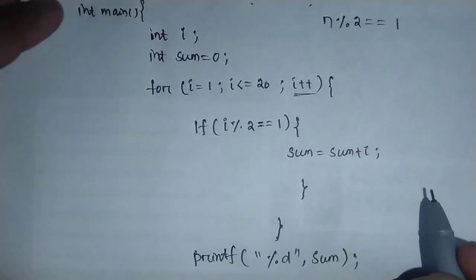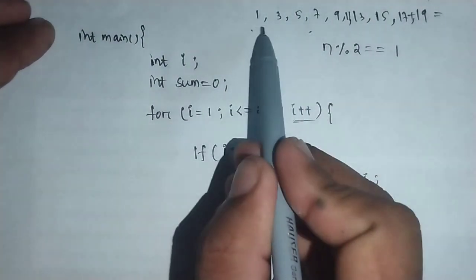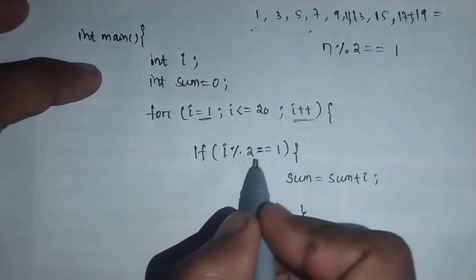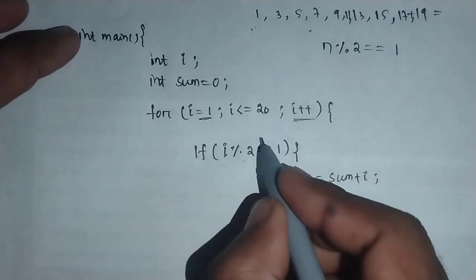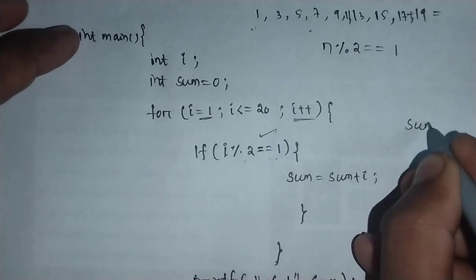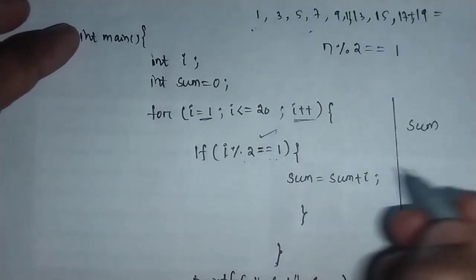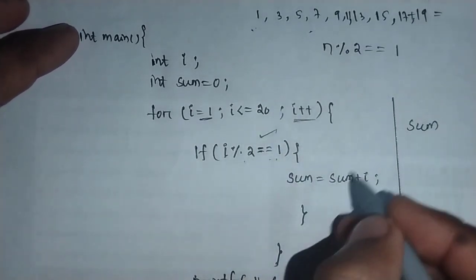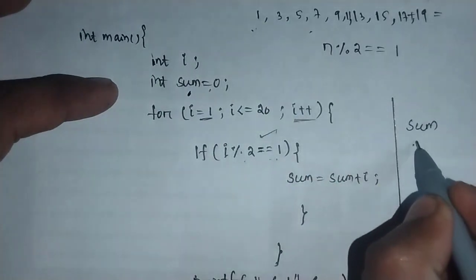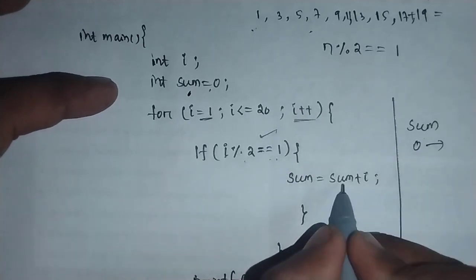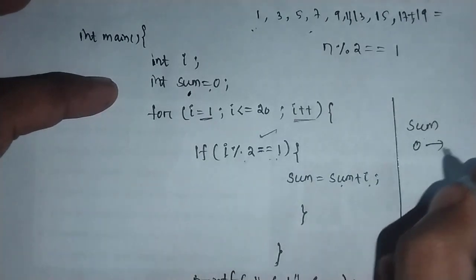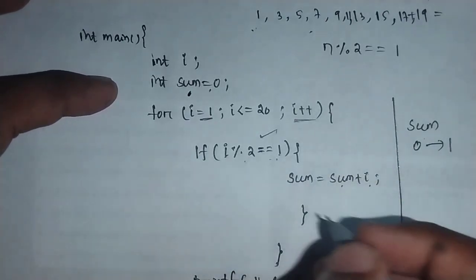Here let's dry run it. For i equal to 1, 1 modulus 2 is equal to 1. It is true, so it will come in here. I am writing the dry run. The value of sum will be, first of all sum was 0, it will update to 0 plus i. Here the value of i is 1, so it will update to 1.